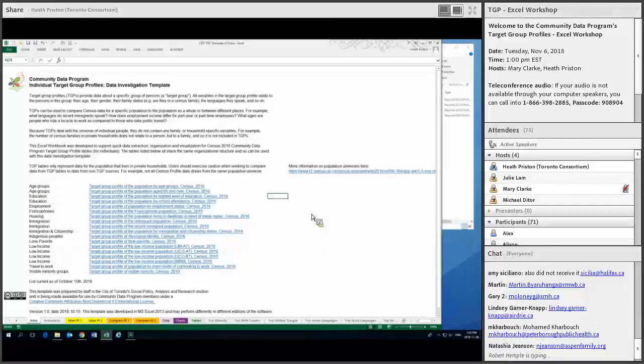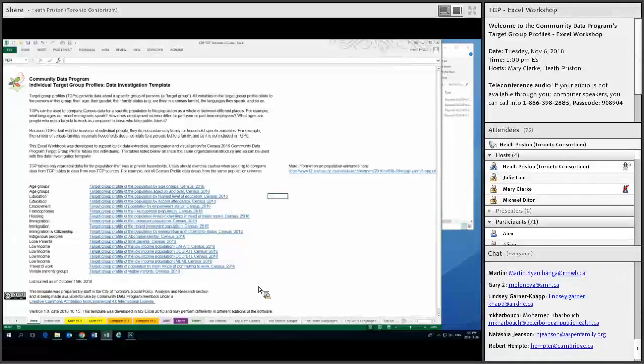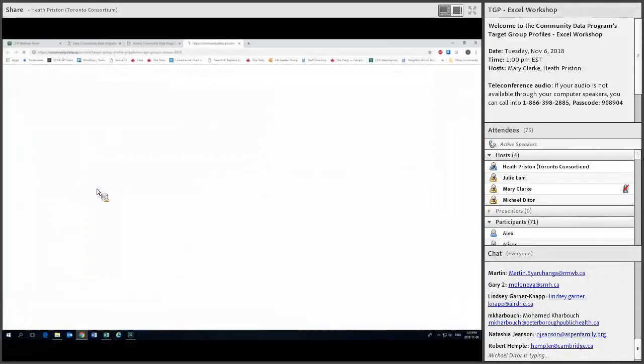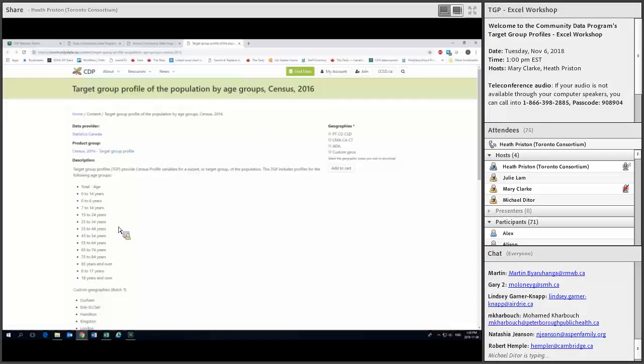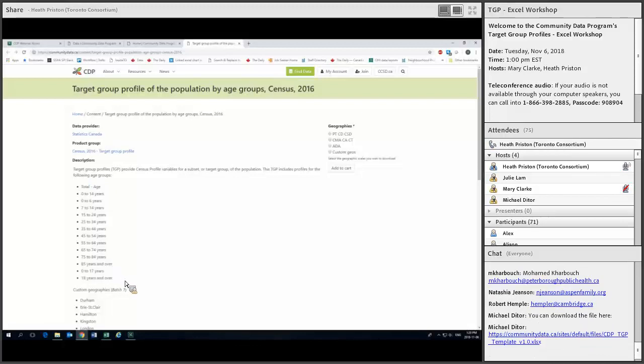So here's your intro page in the template. It gives you a bit of background around what a target group profile is, which I covered in the initial slides, and it also provides that same link on population universes that I mentioned before. To be clear, for all the target group profiles we are talking about the private population in private households universe, as of October 15th. I don't think we've had anything added in the intervening weeks, but we are expecting new ones, and so we'll update this list as well.